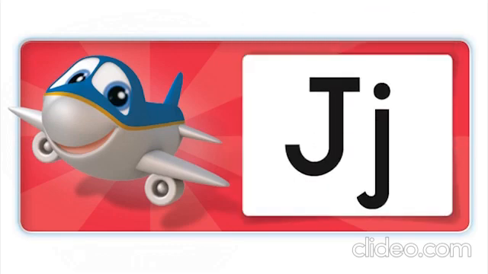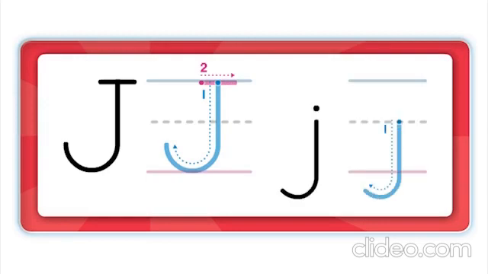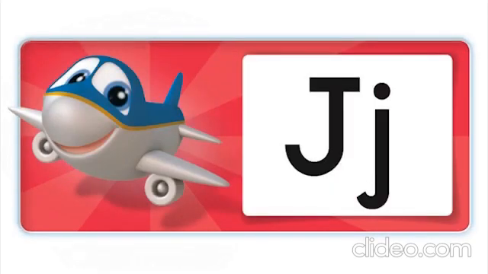Hello, I'm a jumbo jet. This is the J sound. This is the letter J. 1, 2. J, J. Jumbo jet. What's the beginning sound? J. What letter is this? J.